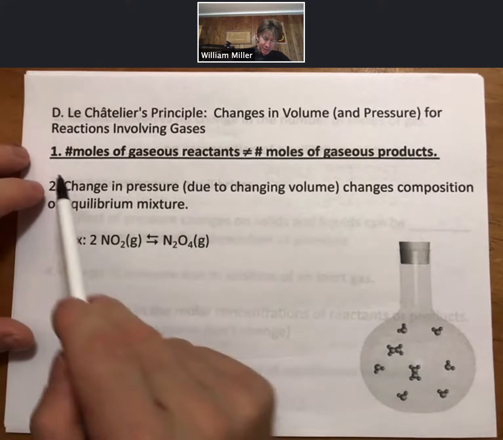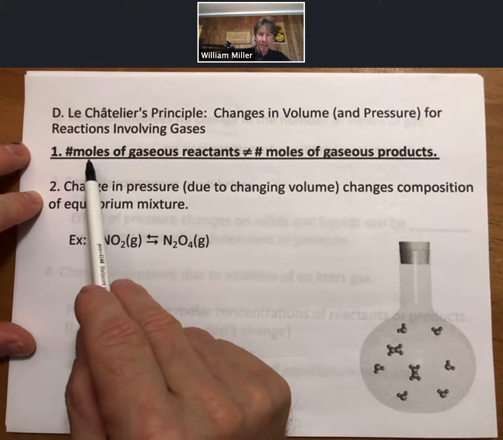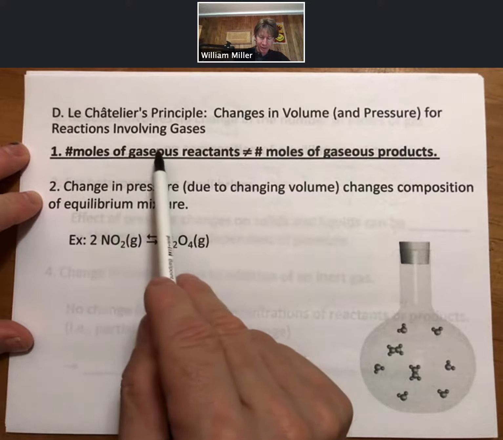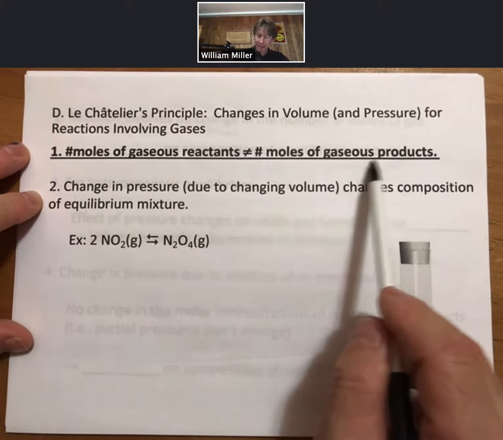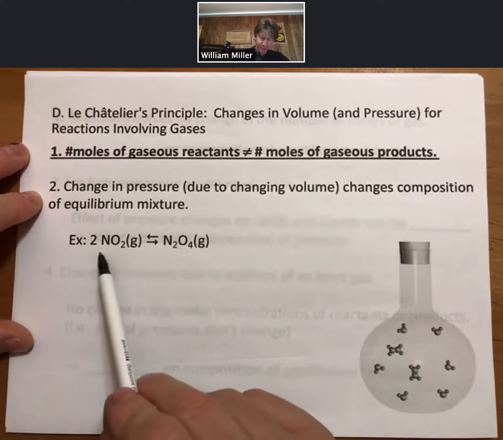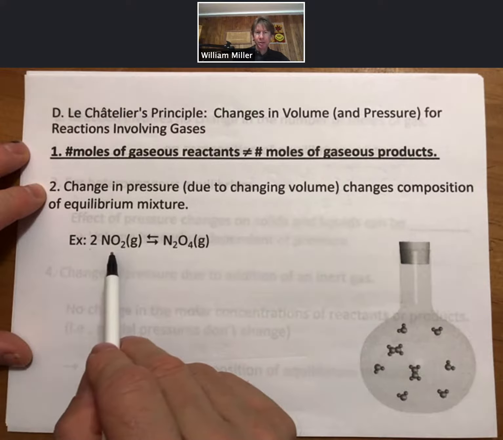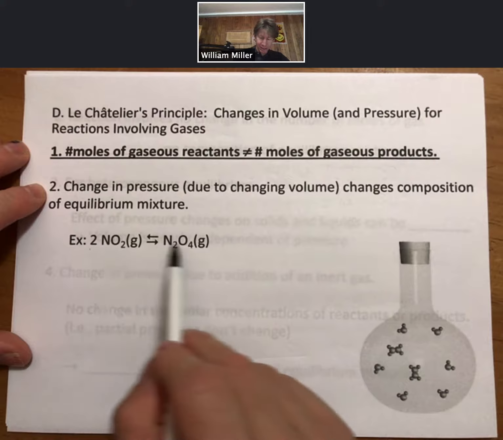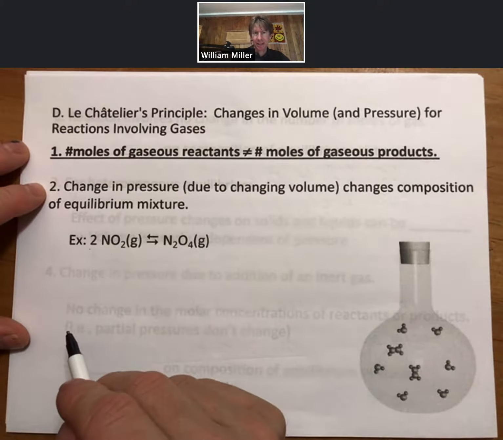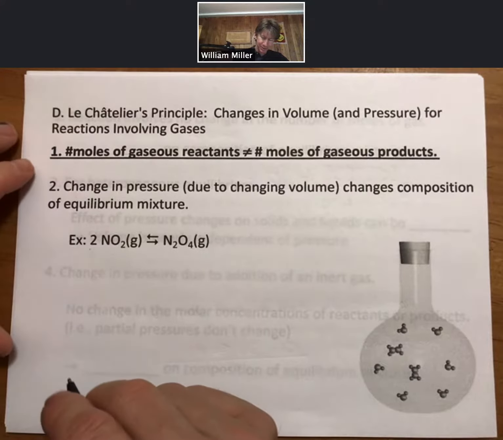The first thing I want to say here is that this is an issue when the number of moles of gaseous reactants does not equal the number of moles of gaseous products. And you'll see that in this example we're about to do, we have 2 moles of nitrogen dioxide, which is 2 moles of gas, and just 1 mole of gas on the product side. So this is a great yet relatively simple example.